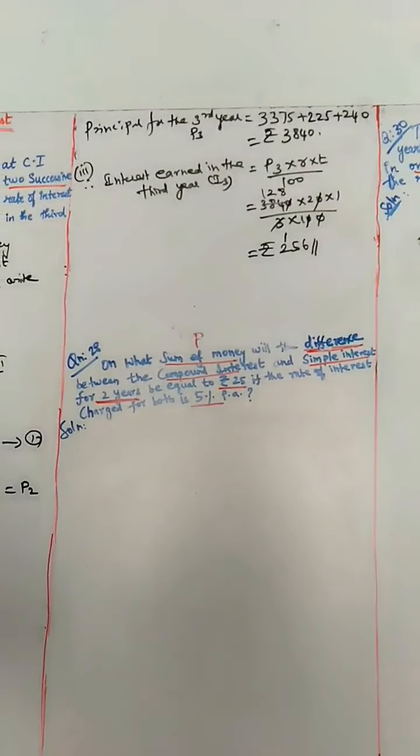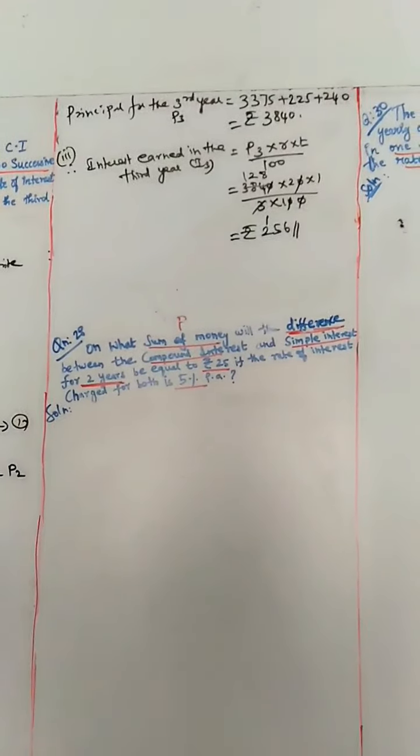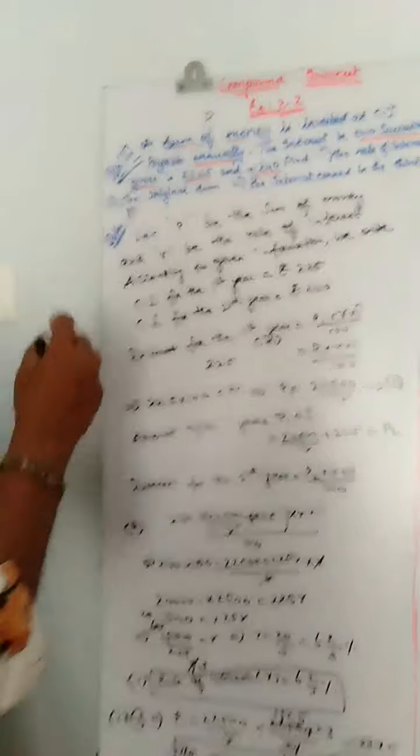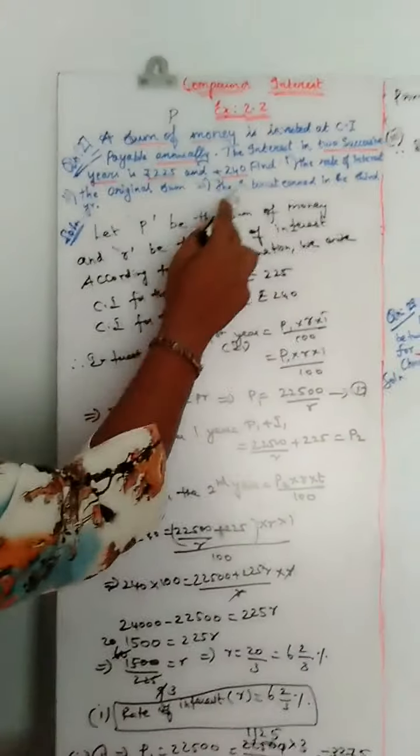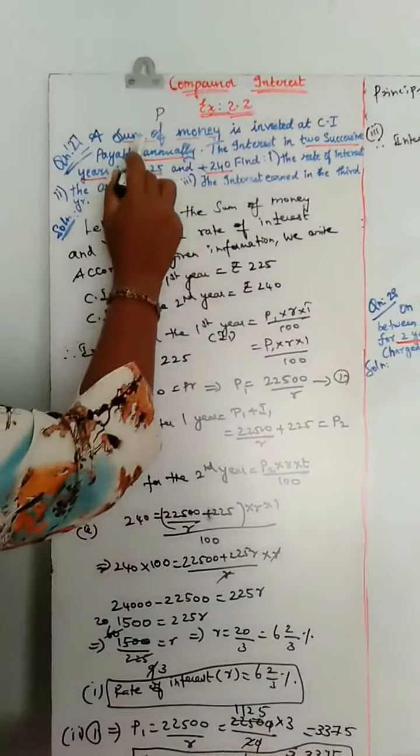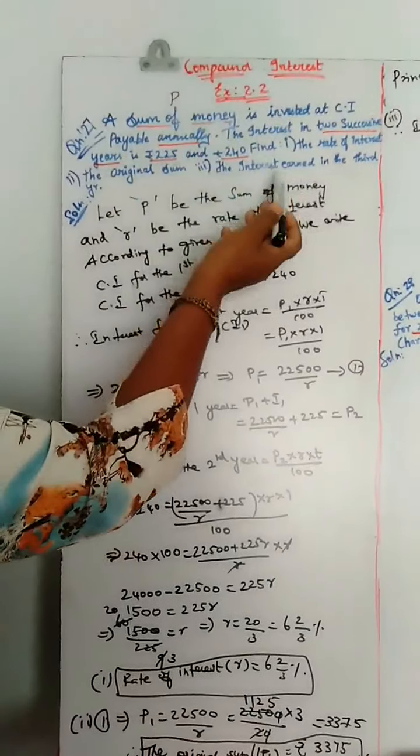Once again I will explain this first sum. Please kindly listen to this. We are supposed to find the rate of interest, the original sum, and the interest earned in the third year. That is, we don't have the sum of money, and we also don't have the rate of interest.